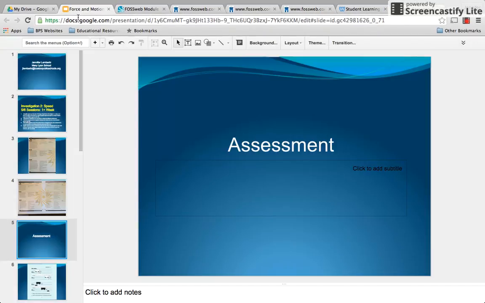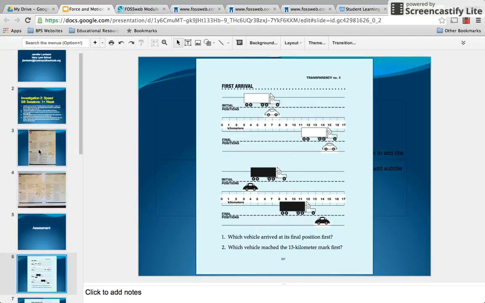Okay, let's go back to this. So in the first part of this investigation, the students are given this sheet, and they're asked who goes faster, the car or the truck. And the whole purpose of this first activity is for students to argue with each other, respectfully, of course. But you want them to enter into some discourse.